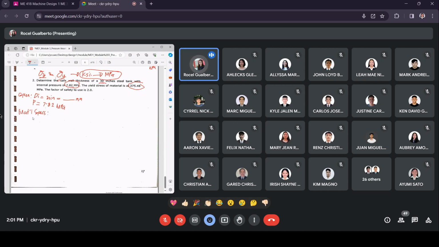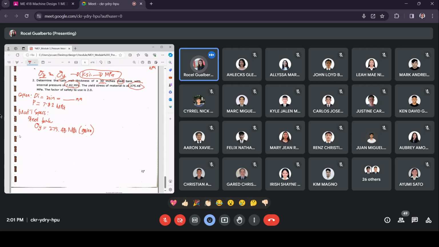So there is no code or AISI number given on this particular problem as to the type of material. For the material specification, it is simply specified as a steel tank, with sigma Y given as 275.48 megapascal. Again, this is given. This is the property of the steel tank.